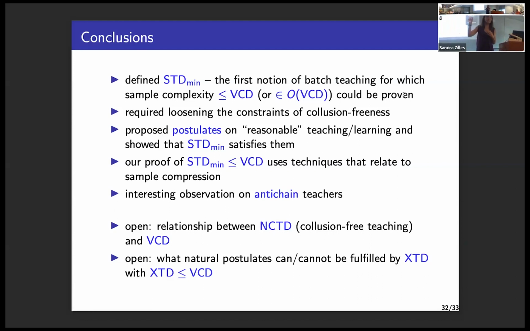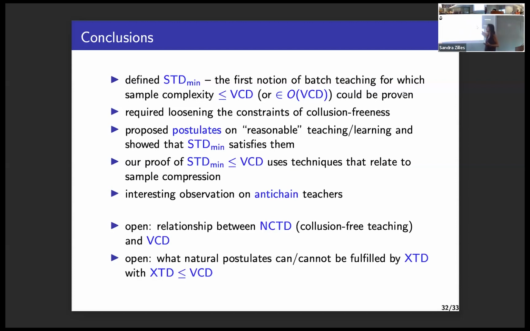And the proof techniques that Farnam used to get this result are actually techniques that are also used in the context of a really important open conjecture in learning theory. The sample compression conjecture has been open for decades. So really with this paper, we have new hope that we may have a new angle for working on that conjecture too. We had an interesting observation on anti-chain teachers, but we also have some open questions.